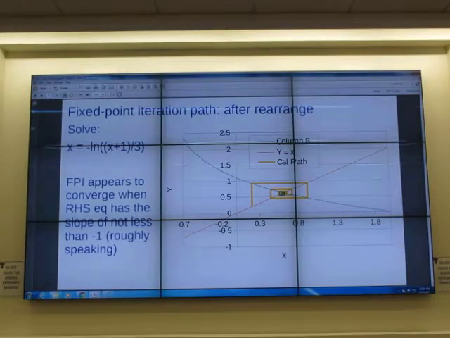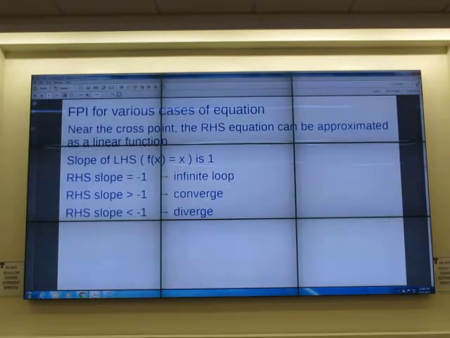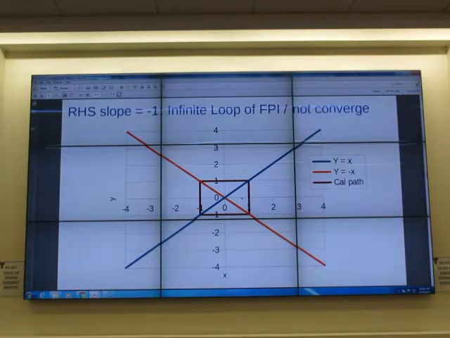So whether it converges or not depends on how they cross each other. The left hand side equation is x, right? It's like y = x, so the slope is 1. So if the right hand side equation has a slope of -1, we get an infinite loop. Let's take a look at this case.